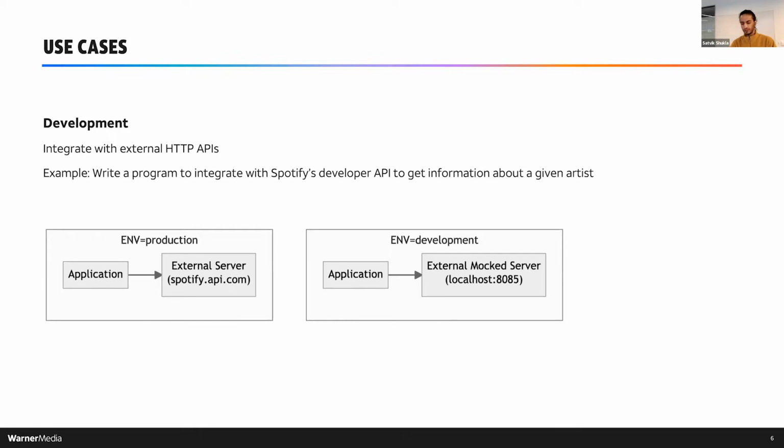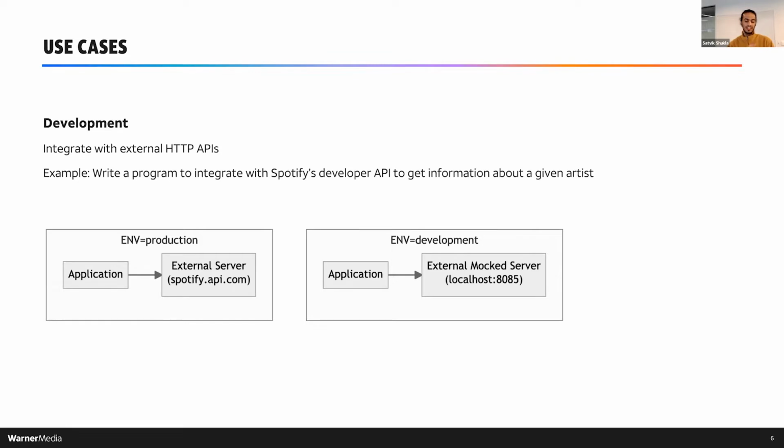Wiremock-Captain. So with the help of Wiremock-Captain, we can set up mock servers that we will be calling into instead of the real Spotify API during the development phase, and thereby increasing our overall productivity. So what you see in the diagram here is in the production environment, which is basically your application that is facing the real user traffic, we would be calling to the Spotify API, which is hosted at spotify.api.com.